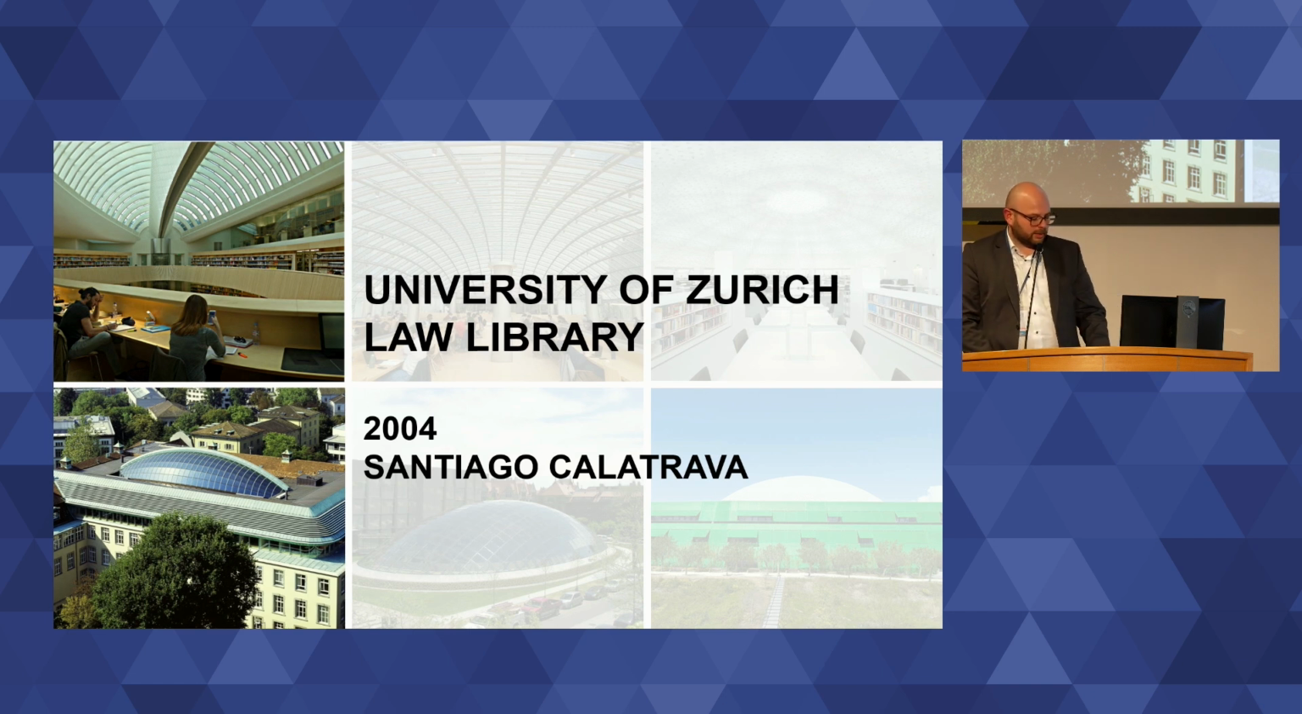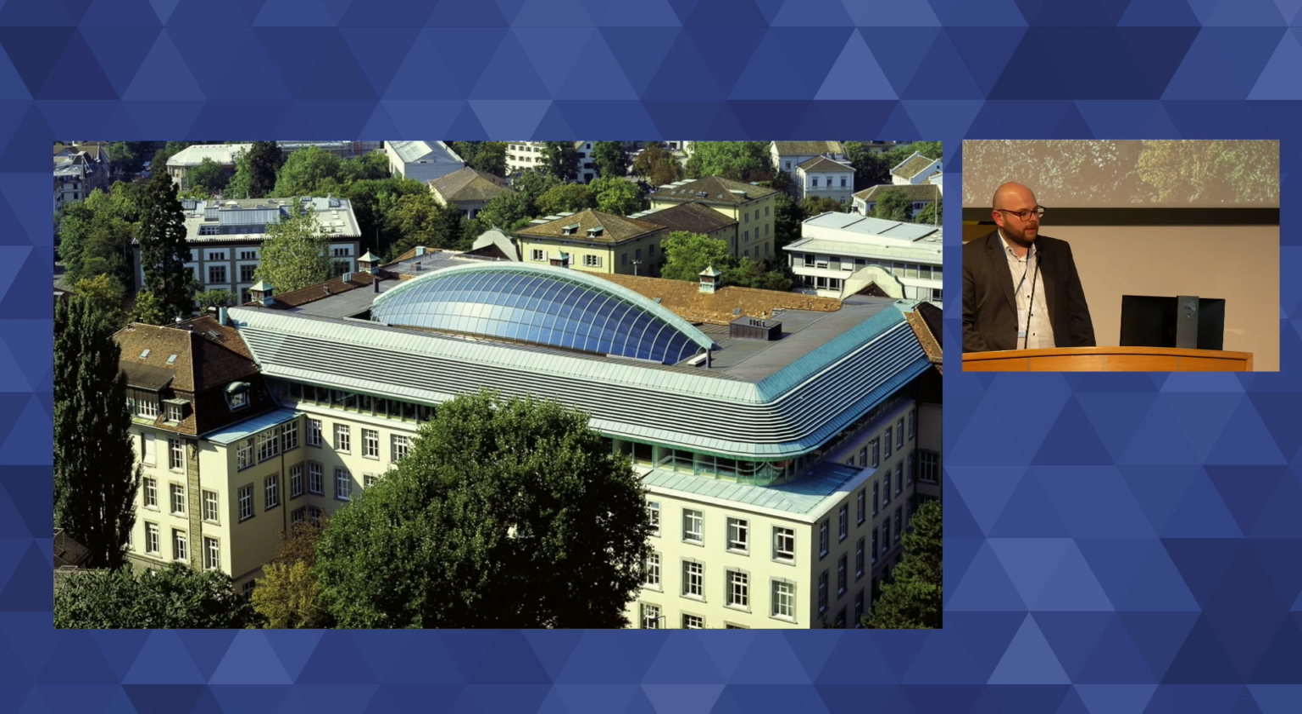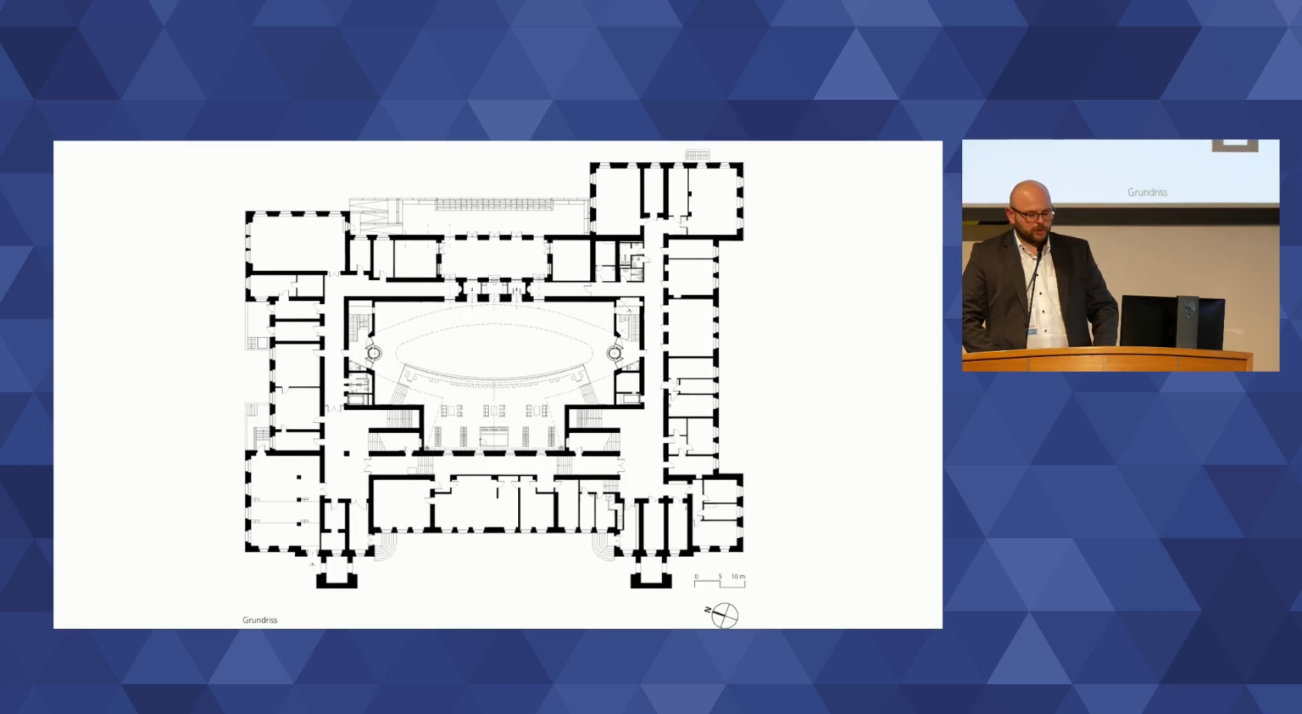The first one is the University of Zurich Law Library, designed by Santiago Calatrava. It was an expansion of an existing building. Two additional floors were added. These floors include book warehouses, book storage spaces, studios, and other rooms. And on the lower level, there's the reading room.